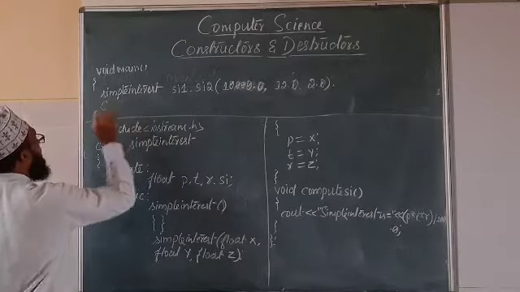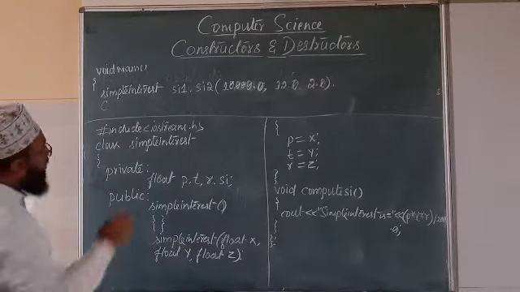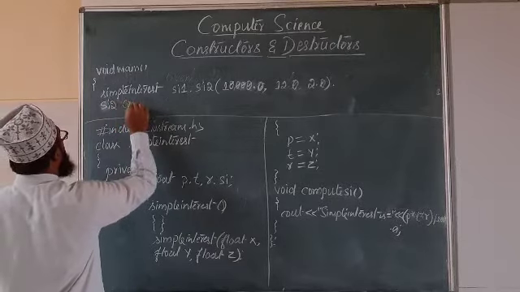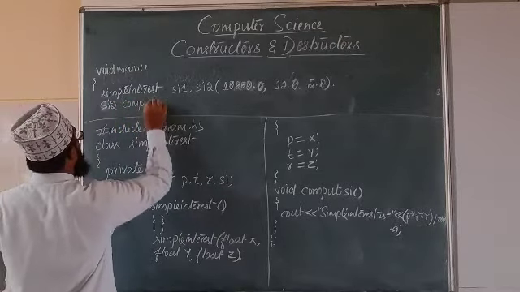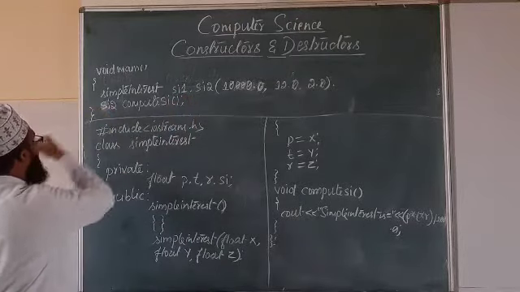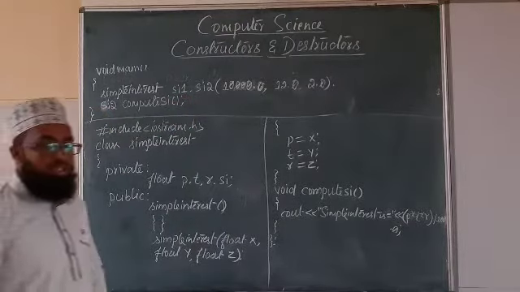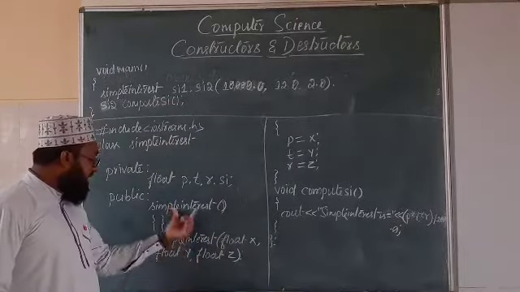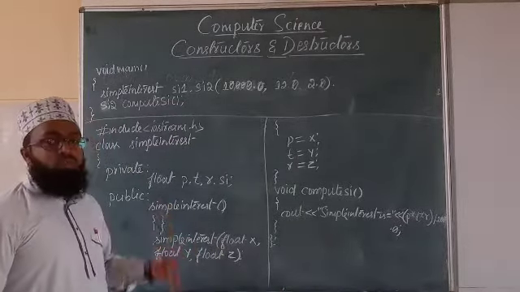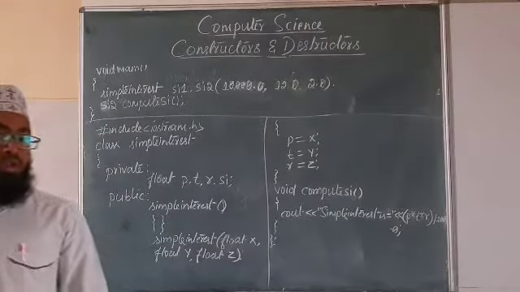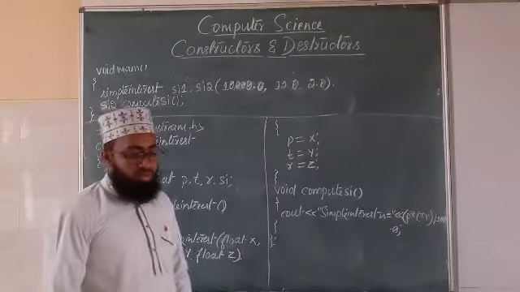Here, compute SI2. Then compute SI. Here the program is going to be closed like this. See constructor overload. Here it is a constructor, and the same constructor here it is overloaded. Like this, you have to write the program for constructor overloading.